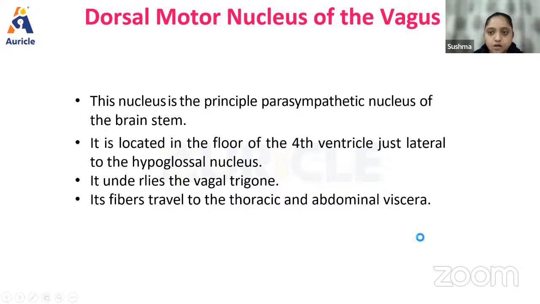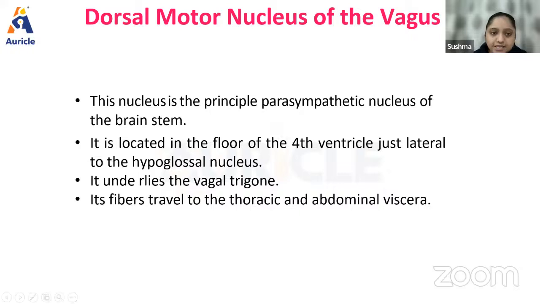Next, dorsal motor nucleus of the vagus. This is the principal parasympathetic nucleus of the brainstem. Correct. Vagus has a very long nerve supply where even the fibers travel into the thoracic area as well as the abdominal viscera. Correct.